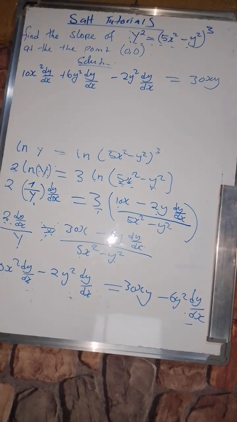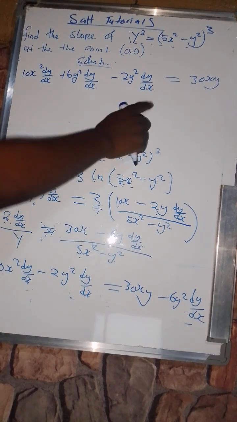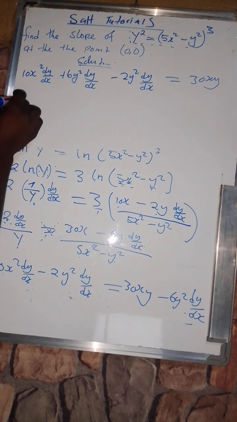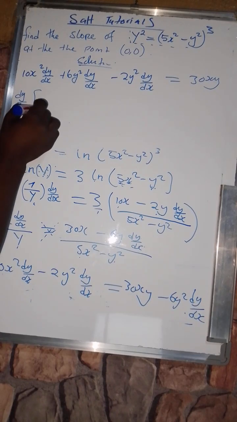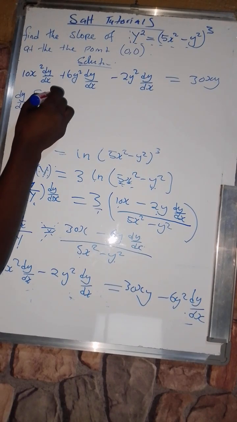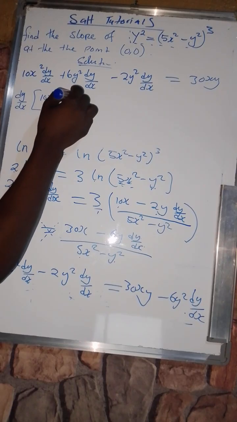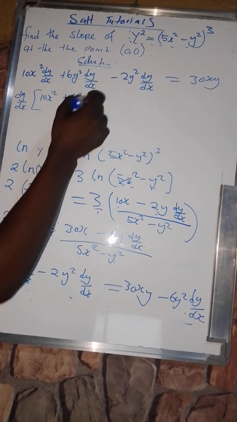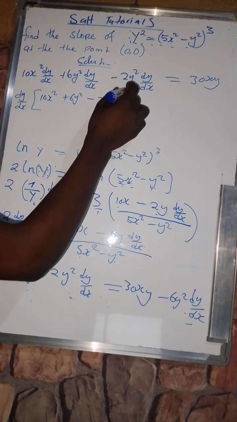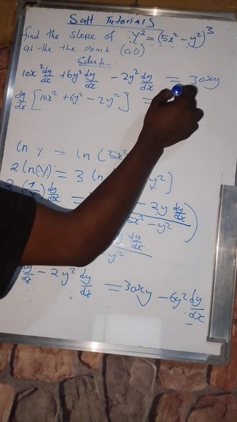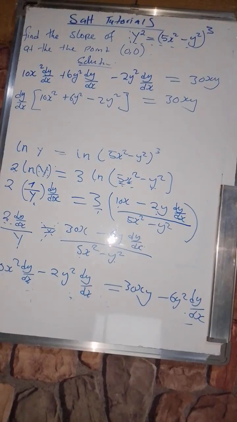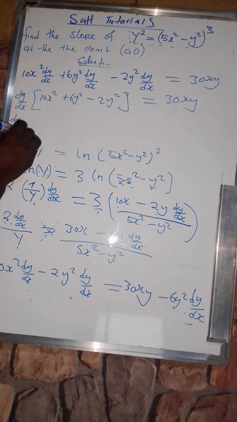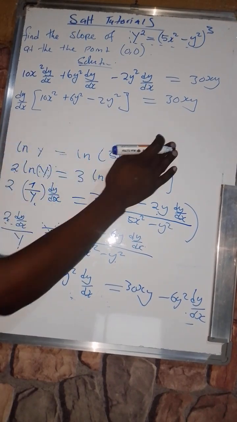Then if I factor out dy/dx outside, open bracket, here I'll remain with 10x squared, plus 6y squared, negative 2y squared, close, equals 30xy. Remember our aim is to make dy/dx the subject.